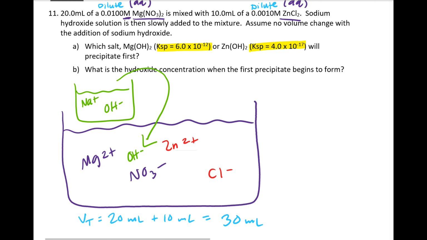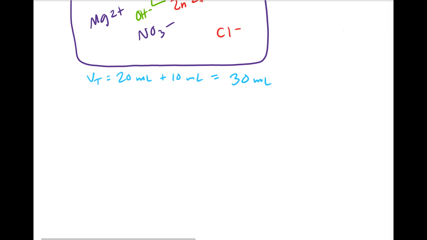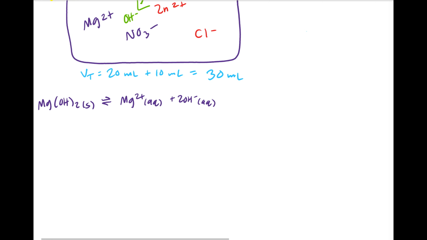So our question is, how much hydroxide is needed to make the magnesium hydroxide form, and how much hydroxide is needed to make the zinc hydroxide form? Whichever one requires a lower amount of hydroxide, that's the one whose requirement is met first, and that is the first solid to precipitate out of solution. So is the magnesium going to form magnesium hydroxide solid, or is it going to be the zinc hydroxide? We want to first start by writing our dissociation equation for the magnesium hydroxide, and we're going to do the same thing for the zinc hydroxide.